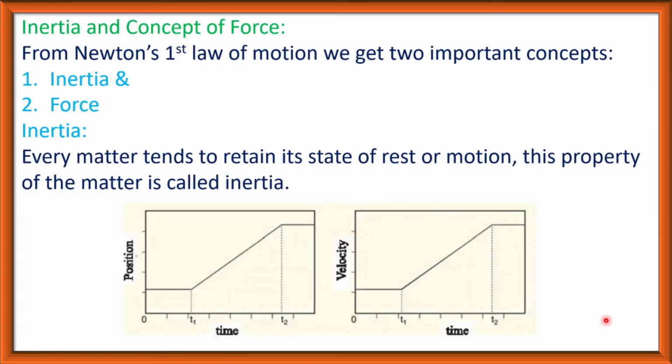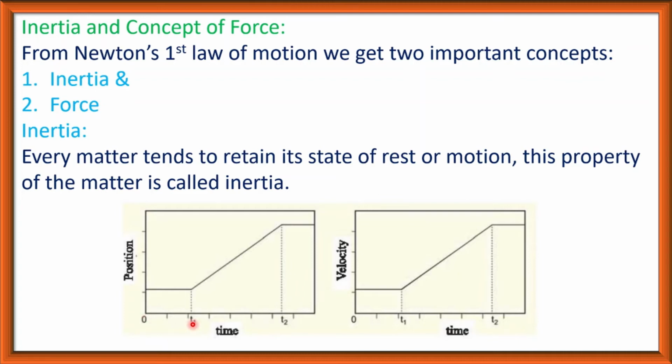Now we will explain these two graphs. Here is the position versus time graph and here is the velocity versus time graph. These two graphs look identical, but from them we will get different information. At first, the position versus time graph. On the x-axis is time and on the y-axis is position.